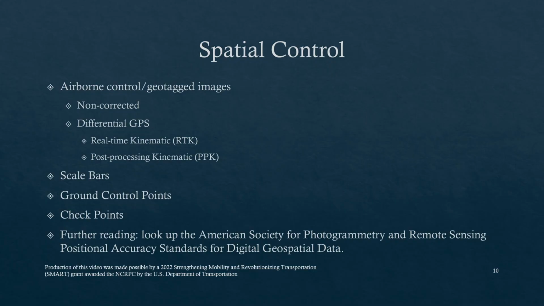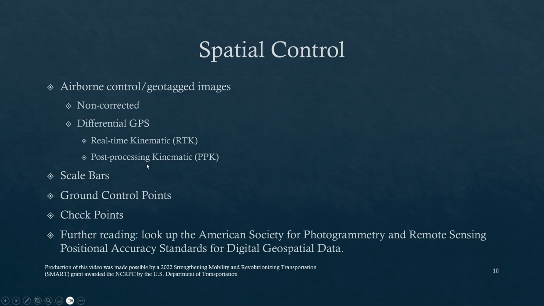So spatial control, what I was just talking about, is how accurate, or what kind of accuracy do you need? So there's different ways to achieve it. There's airborne control, or in other words, geotagged images, where in the metadata of your image is a GPS location. Almost all drone imagery has non-corrected GPS information, so that's going to be accurate to within 3 meters or so.